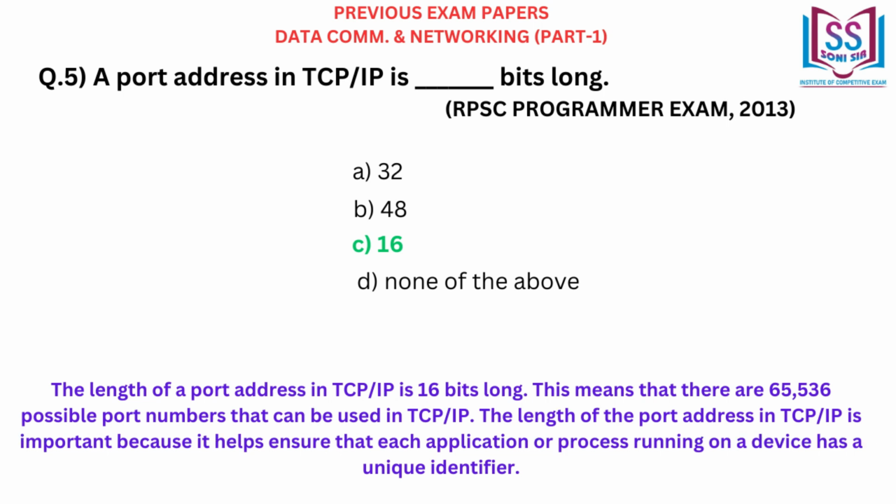This means that there are 65,536 possible port numbers that can be used in TCP/IP. The length of the port address in TCP/IP is important because it helps ensure that each application or process running on a device has a unique identifier.